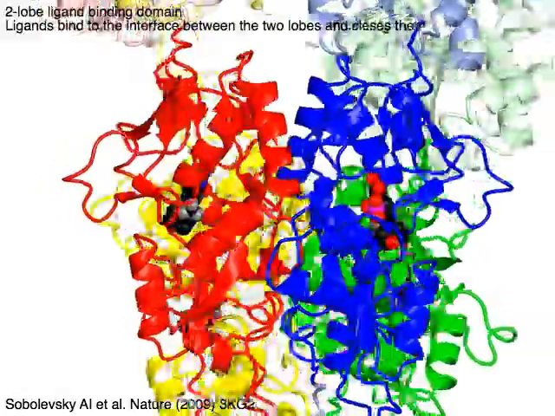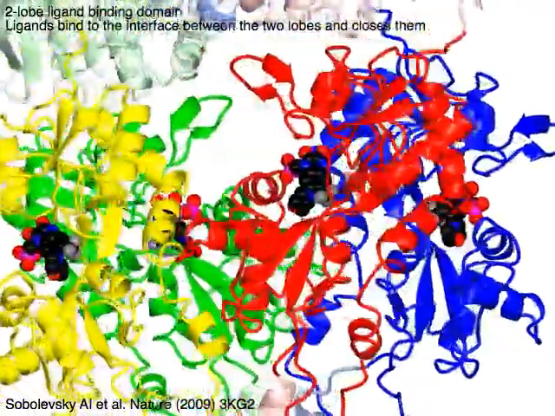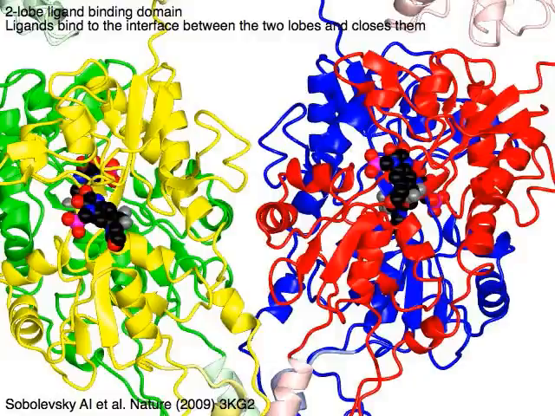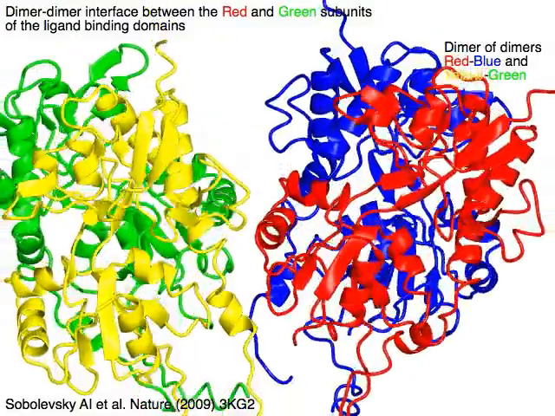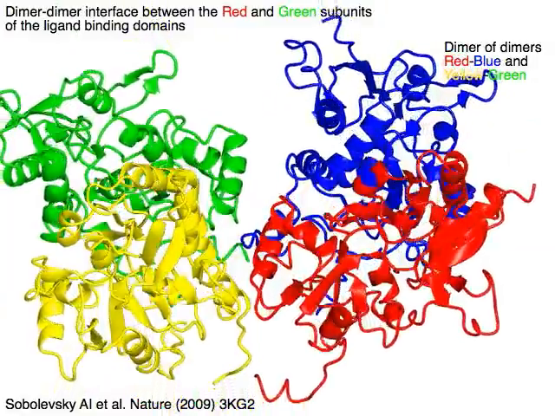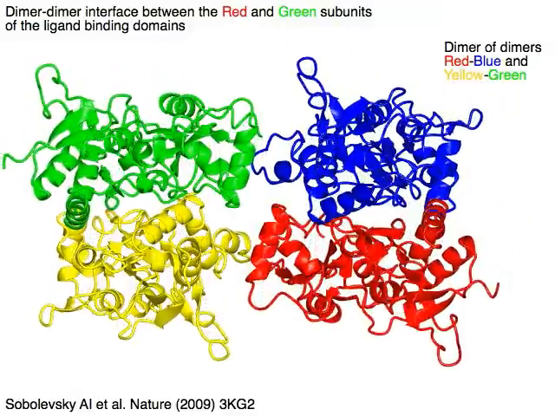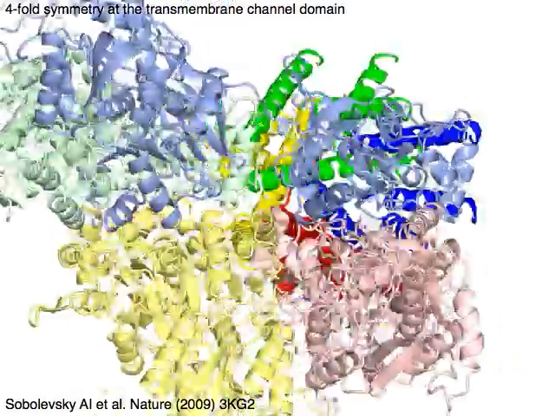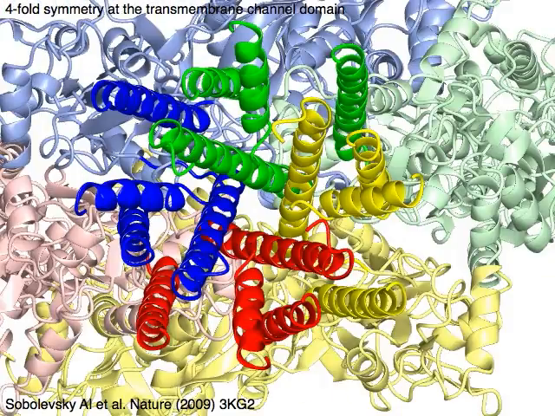Two-lobe ligand-binding domain, and the ligands bind to the interface between the two lobes and close them. Dimer-dimer interface between the red and green subunits of the ligand-binding domains, mediated by a helix, fourfold symmetry at the transmembrane channel domain.